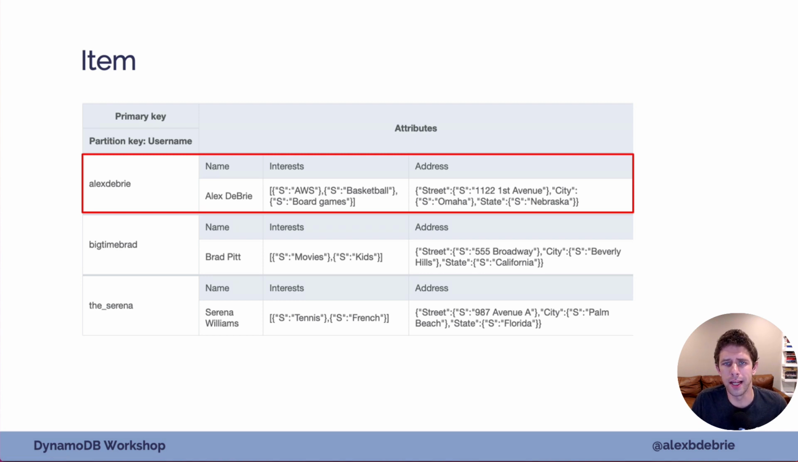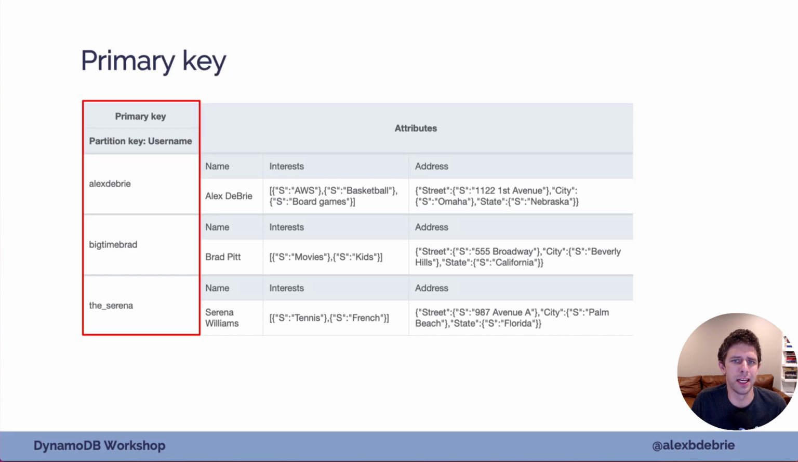Now, when you create that DynamoDB table, you're going to need to specify what's called a primary key on your table, and every item that you write into that table needs that primary key, and you need to uniquely identify every item in that table by that primary key. So in this situation here, you can see on the far left, I have a primary key. It has this partition key of username, and I have Alex Debris, Big Time Brad, the Serena, right? Each of those are uniquely identifying each user in our table.